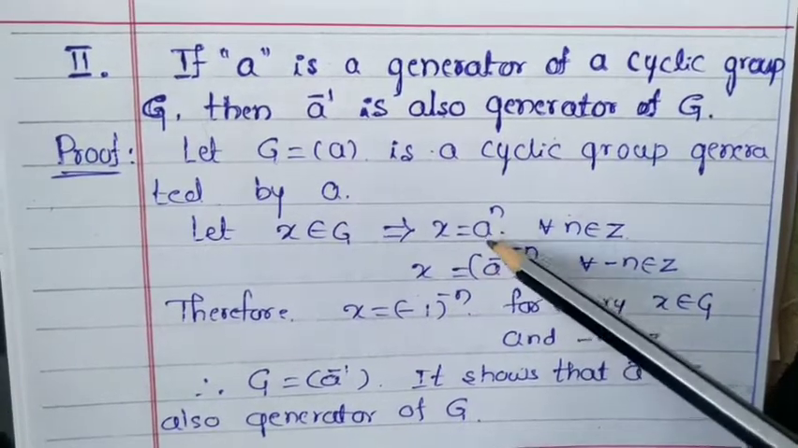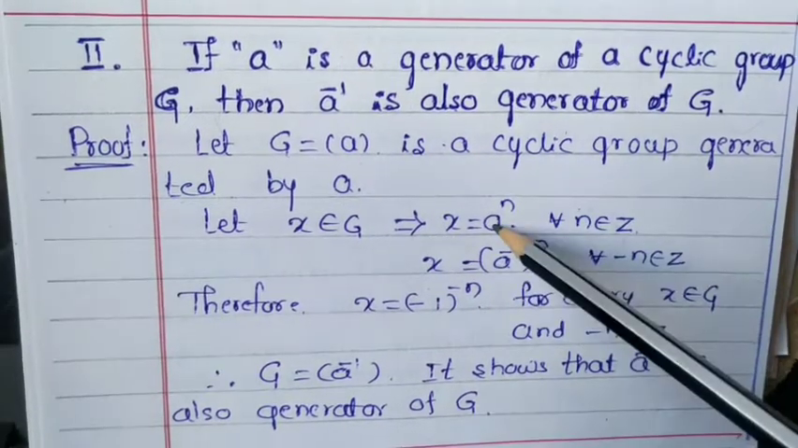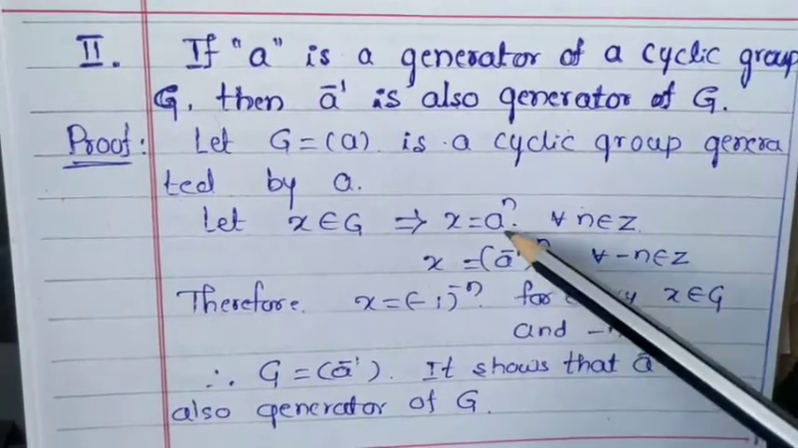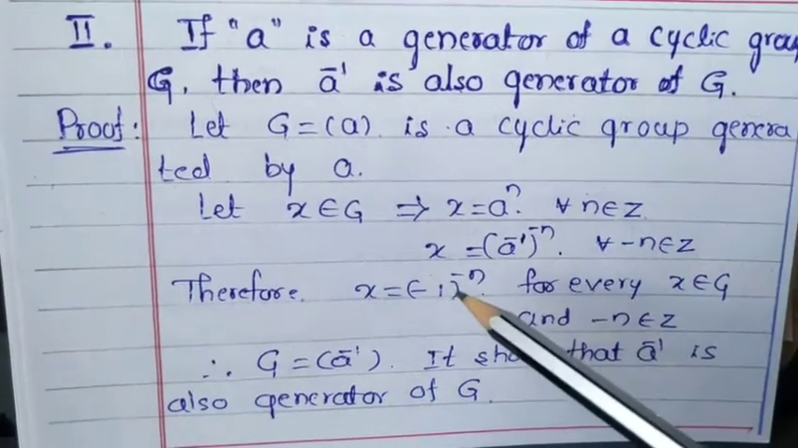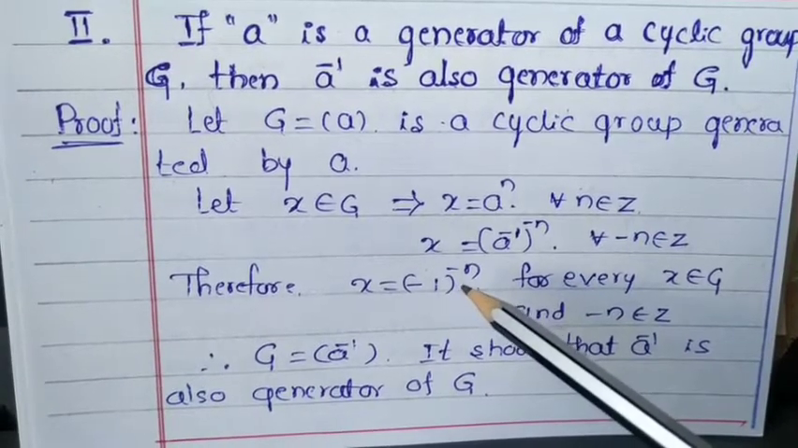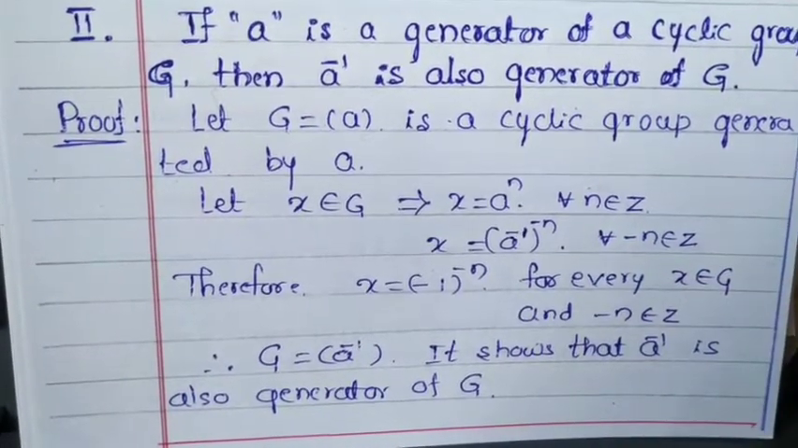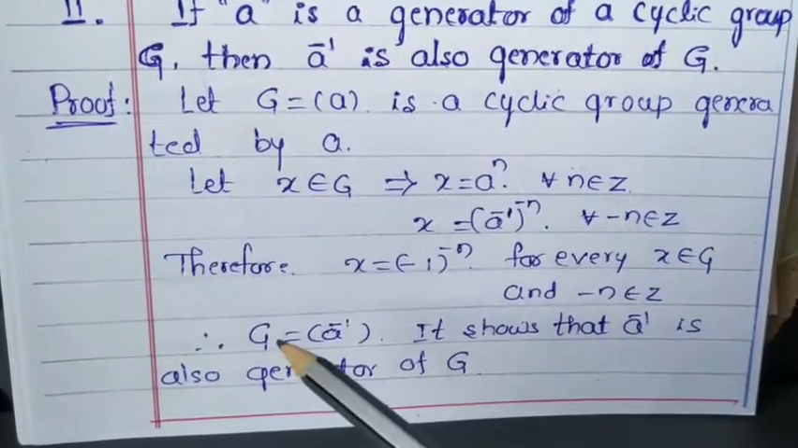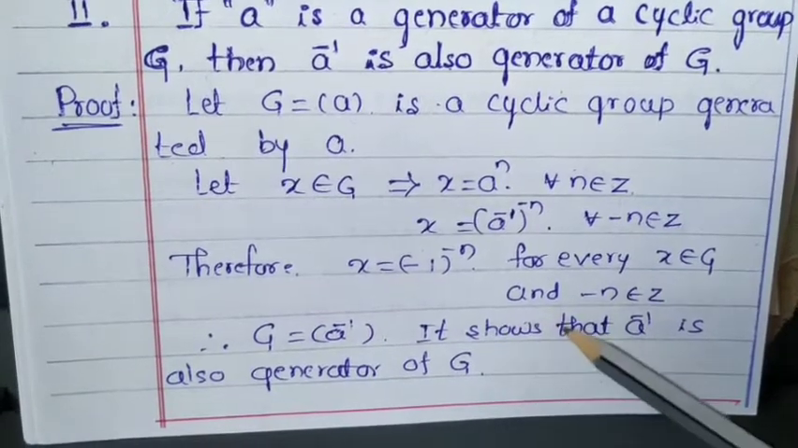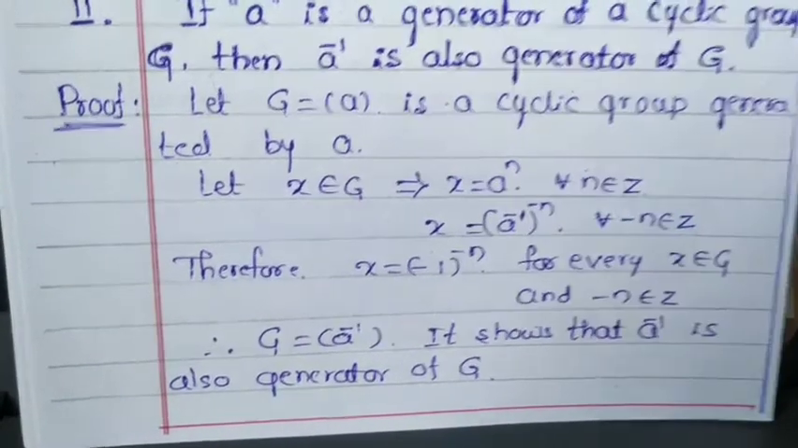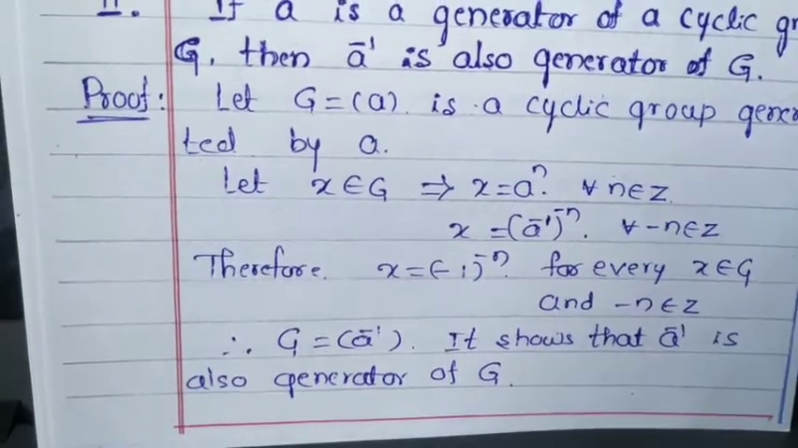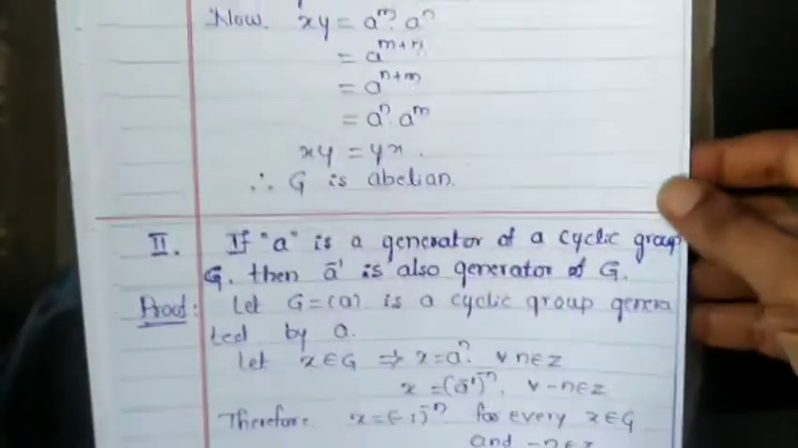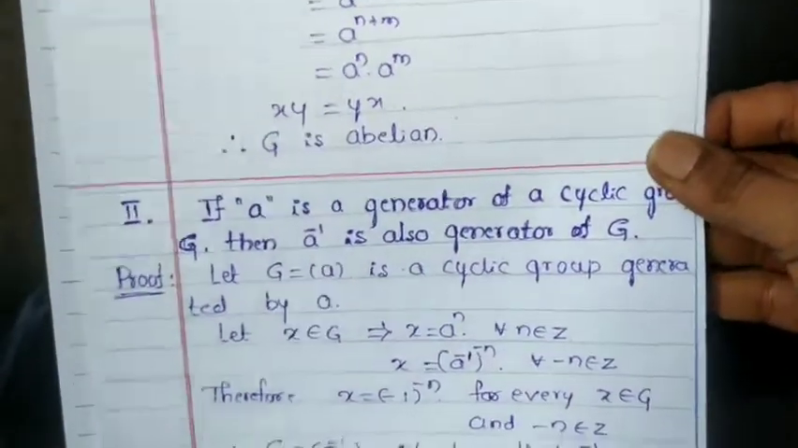This x equal to a raised to n can be written as a raised to minus 1 to the power minus n, for every x belongs to G, and hence G equals the group generated by a raised to minus 1. It shows that a raised to minus 1 is also a generator of G. So the two theorems you did: every cyclic group is an abelian group, and if a is a generator of G, immediately a raised to minus 1 is also a generator of G.